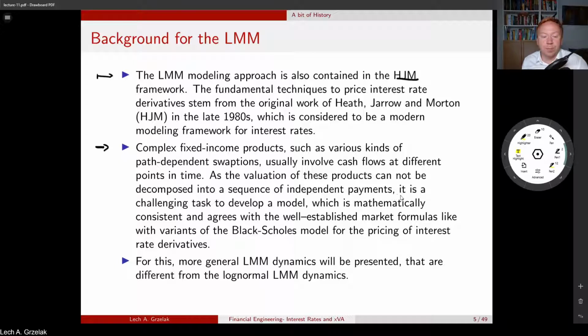So in that case, it is a challenging task to develop a model which is mathematically consistent and agrees with well-established market formulas, like variants of Black-Scholes for pricing of interest rate derivatives. So here what I mean is that in previous lectures, we have defined the LIBOR dynamics. So it's LIBOR dynamics, let's say the ith LIBOR, with payment at time Ti, L_i(t). We have already discussed that we have this sigma_i L_i(t) dW. Here we have this forward measure.